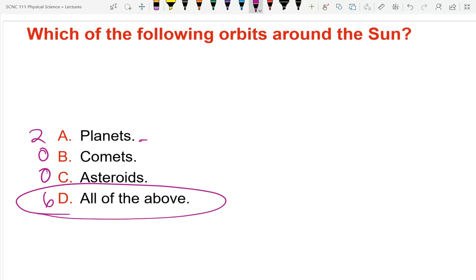Asteroids are rocks that are out there orbiting. And like I said, there's a lot of rocks between Mars and Jupiter. We call it the asteroid belt. But there are other asteroids besides those, such as the one that the Earth has picked up as a kind of pseudo-moon right now.